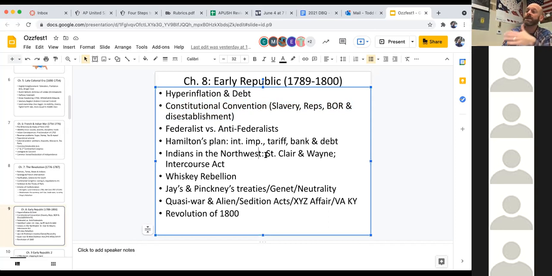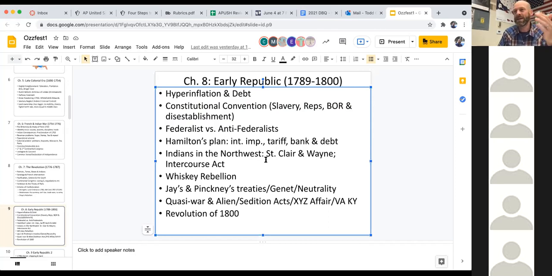Slave owners are allowed to continue to import slaves for 20 years, from 1788 to 1808, because they were very worried. Oh, Charleston, we control our own harbor, so we can buy slaves from Africa. But if we turn our port over to the national government, they could end it, right? We'd have to allow Yankees from Connecticut to have a say in our port. We don't want that, at least for 20 years. So they protected that way.